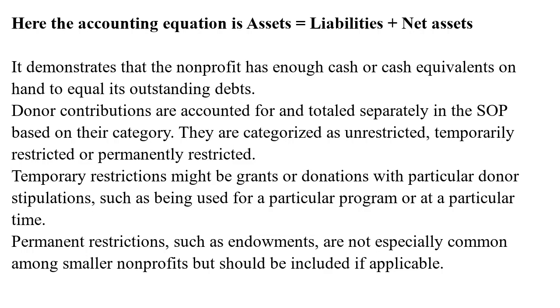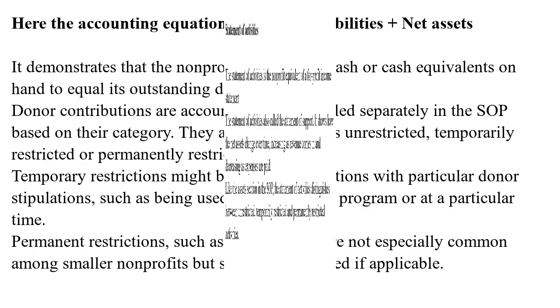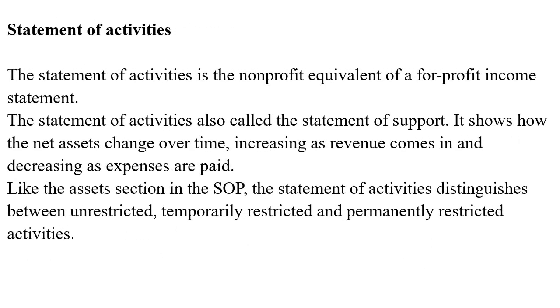Temporarily restricted might be grants or donations with particular donor stipulations, such as being used for a particular program or at a particular time. Permanent restrictions such as endowments are not especially common among smaller non-profits but should be included if applicable. The statement of activities.